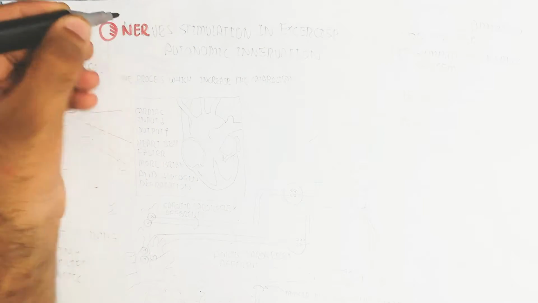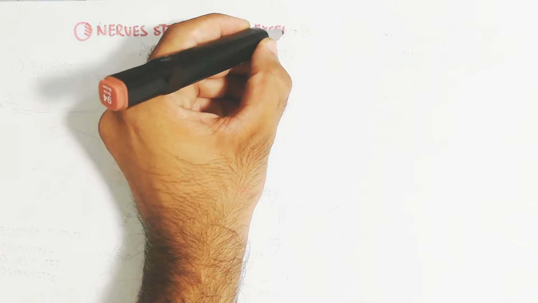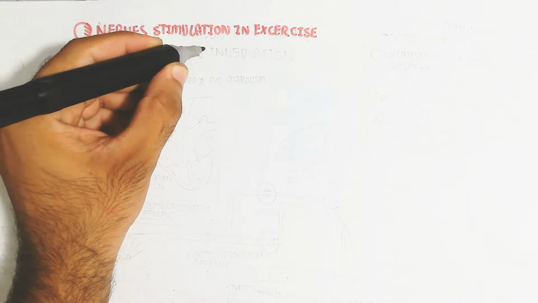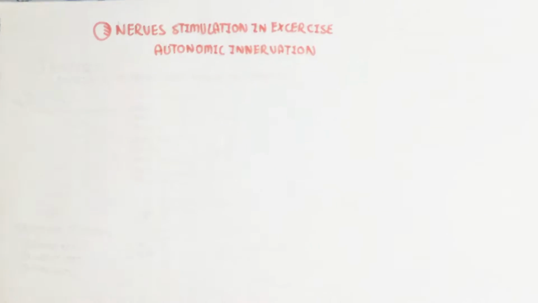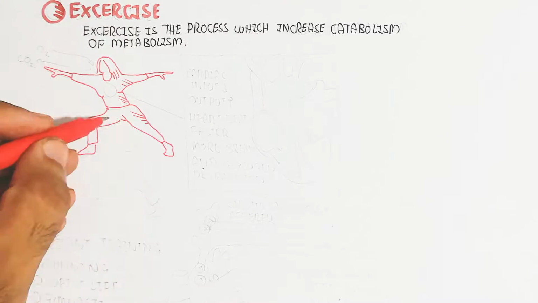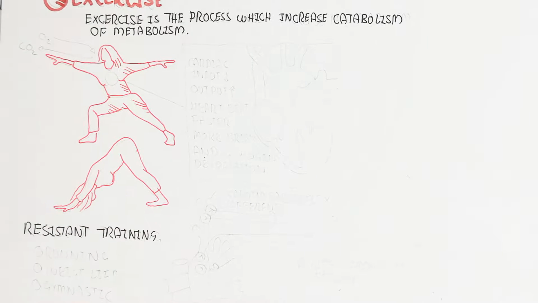Hello, in this video we will discuss nerve stimulation in exercise, autonomic innervation. First, we will discuss exercise. Exercise is a process which increases catabolism of metabolism, for example lipolysis as well as proteolysis or glycogenolysis.